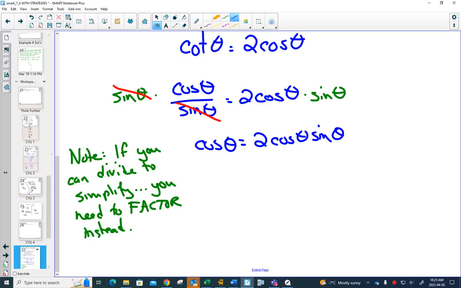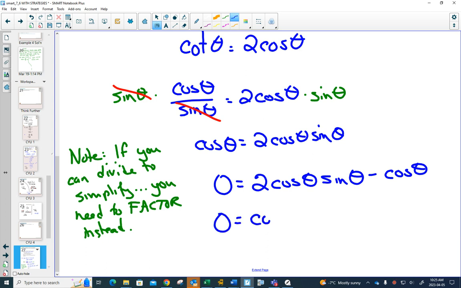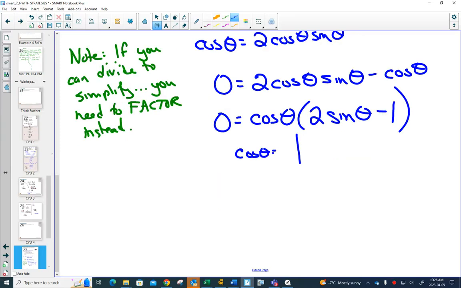So what does that look like in our example? Well, I'm going to make one side equal to 0, because if you're going to use a factoring strategy, you have to make one side equal to 0, and then you can factor out the common factor of cos, leaving you with 2 sine theta minus 1. Remember, factoring out a cos out of this first term doesn't mean you're left with 1 cos theta. The cos comes out, you're still left with the 2 and the sine theta. Then, now that it's factored, either cos of theta is equal to 0, or sine of theta is equal to a half.